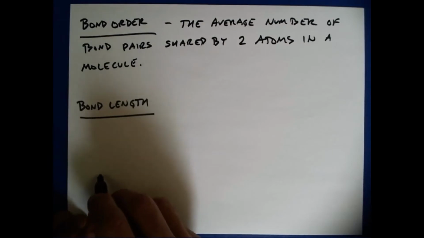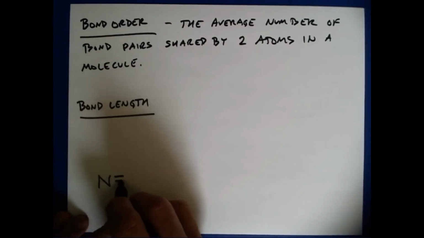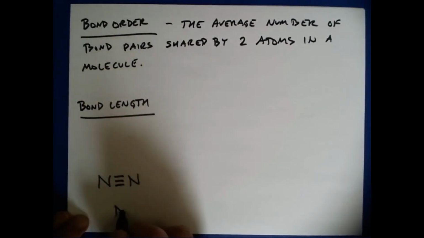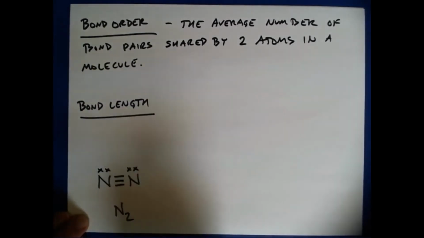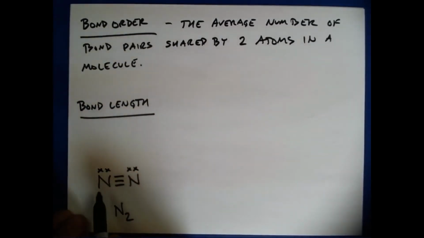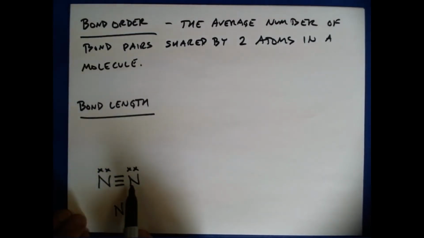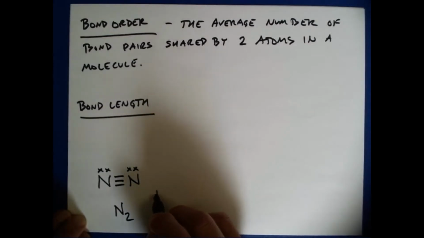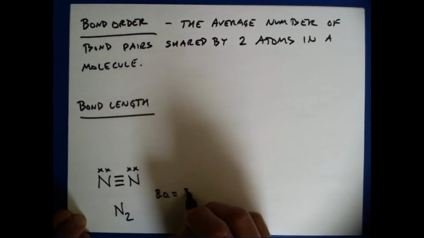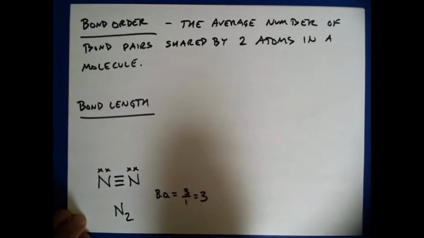If we look at the Lewis structure for nitrogen gas, N2, we're going to end up with something that looks like this. In this case, the nitrogen-nitrogen bond order is 3 because we have a triple bond that we assign the value of 3 to, and we divide that by the number of nitrogen-nitrogen connections. So the bond order is going to be 3 divided by 1, which is 3.